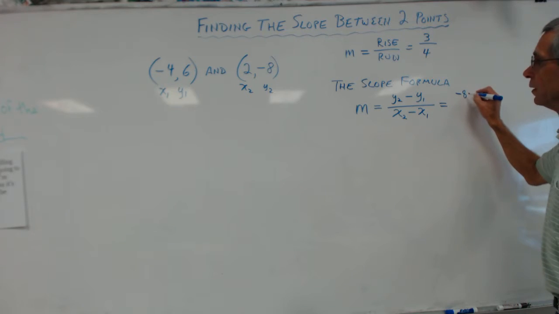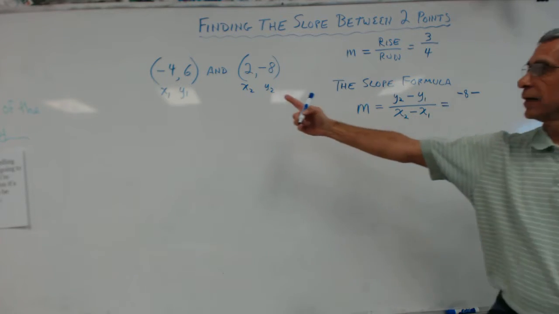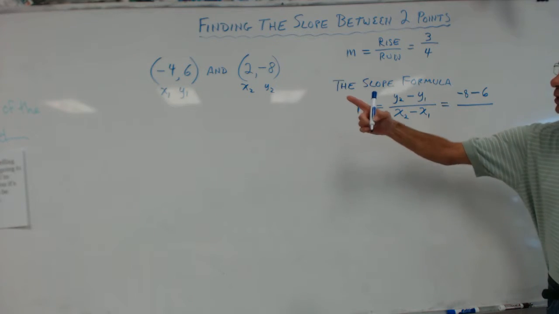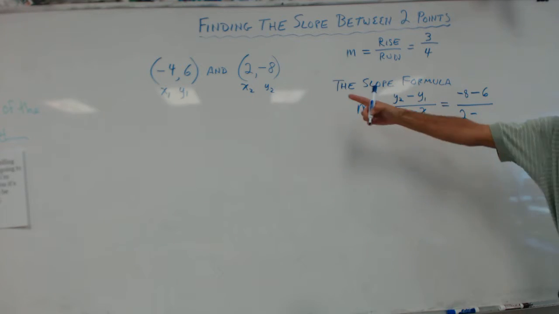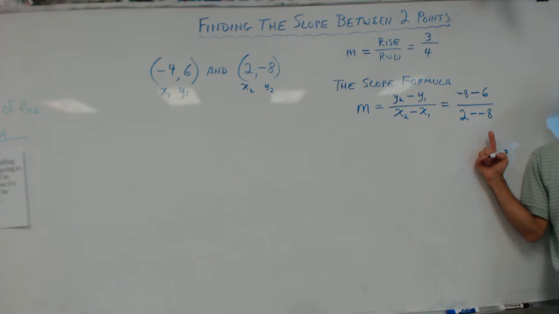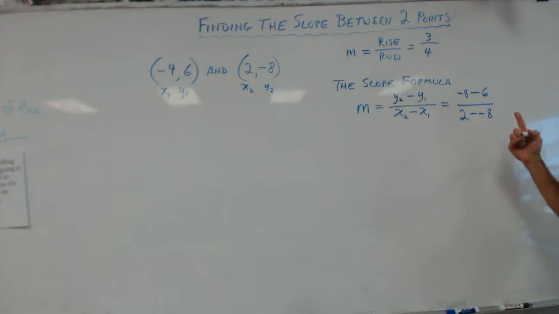So I write -8, and then my formula says minus. So I write my minus, and then y1 is 6. So okay, that's that. Over x2 is 2, and the formula says minus, and the y2 is -8. Wait, it's minus negative 6. Negative 8 minus 6, so it's -14. What am I doing? I screwed up. Sorry. Thank you, Amaya.